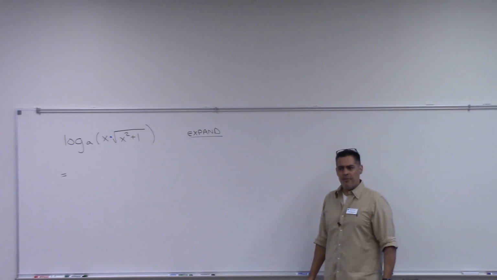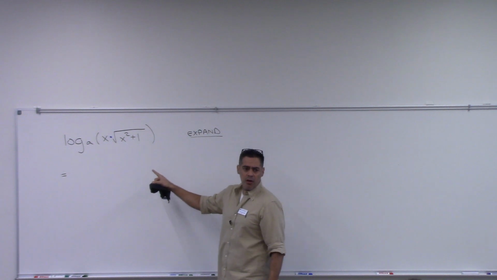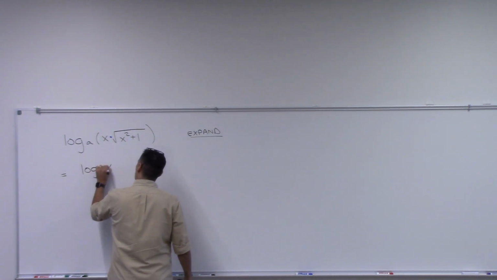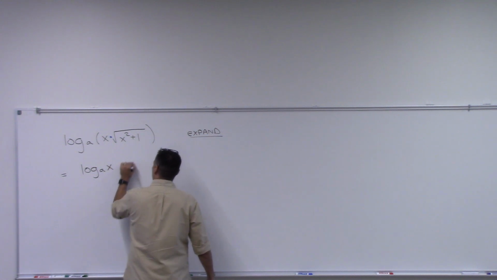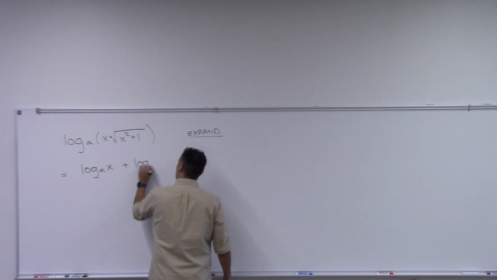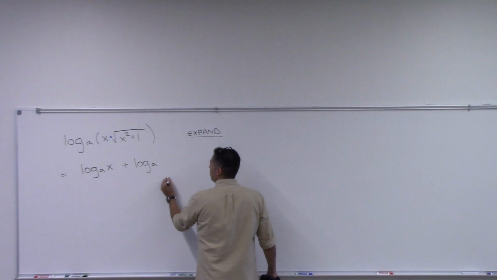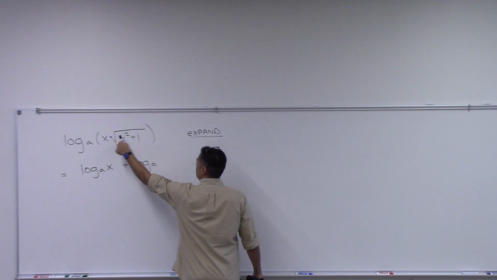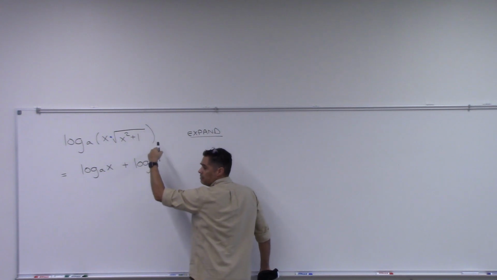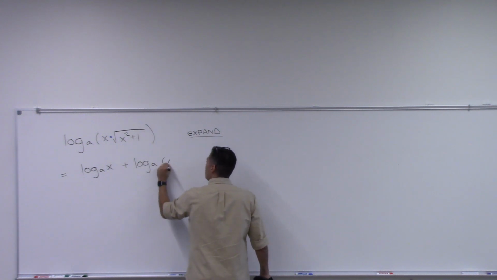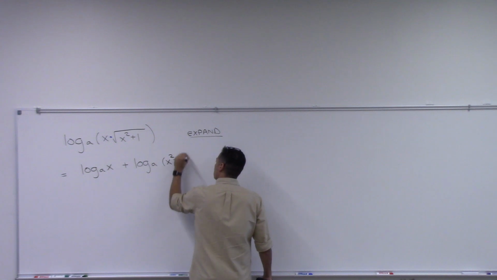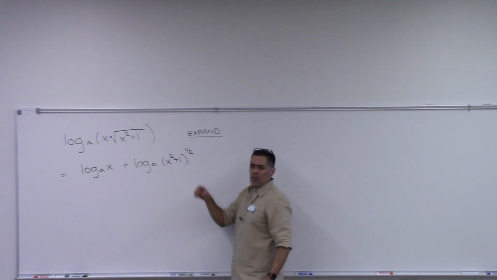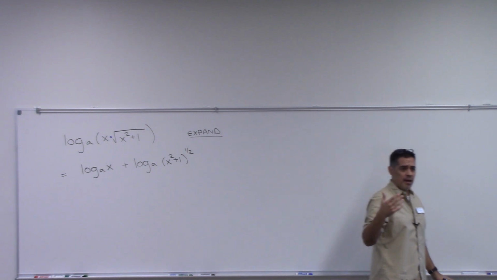4, property 4. And I'm going to turn this into 2 logarithms. The first one is log base a of x. And then I'm going to put plus. And now I have another one, log base a of what? This right here with the square root, right? Yes? Now, are y'all okay if I write that this way instead? Is that okay if I, instead of writing the square root, can I just raise it to the half power? Are you comfortable with that?